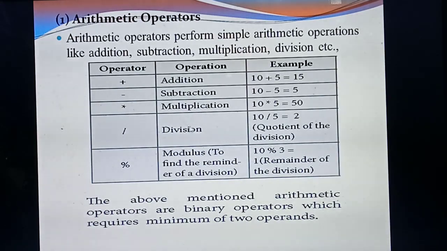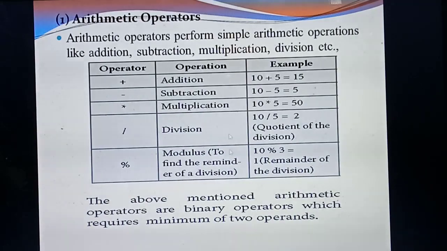So what's the difference between division and modulus? For division, you divide the numbers and you write the quotient as the answer. But modulus is just the opposite, you always write the remainder as the answer. For division you write the quotient as the answer, and modulus means you always write the remainder as the answer. That's the difference between division and modulus.